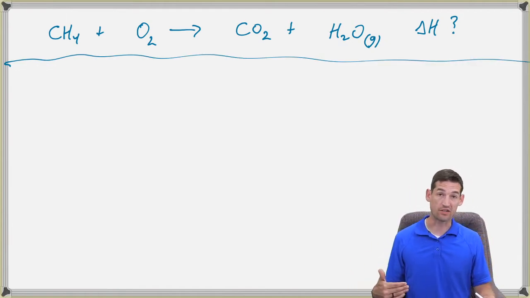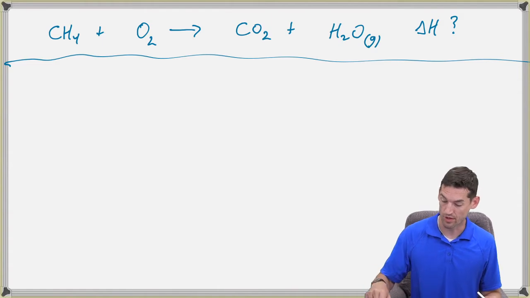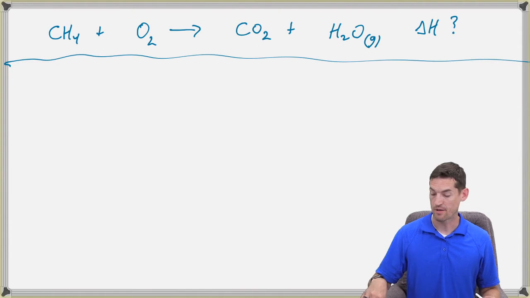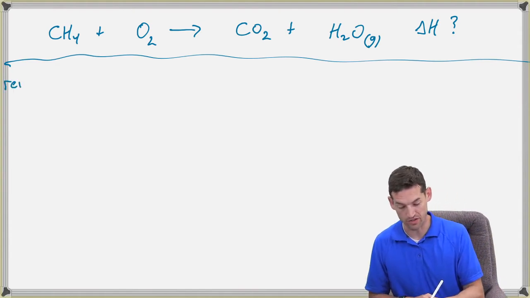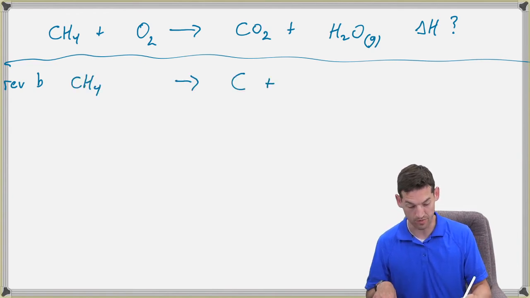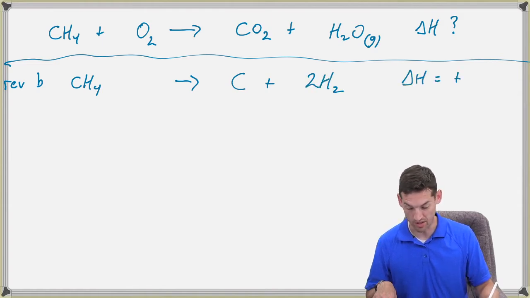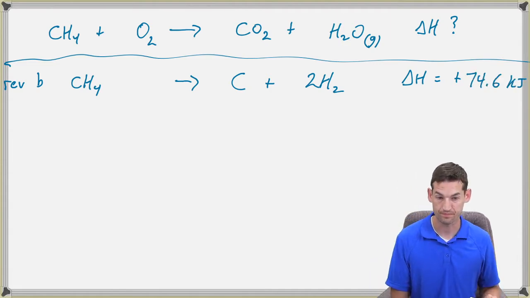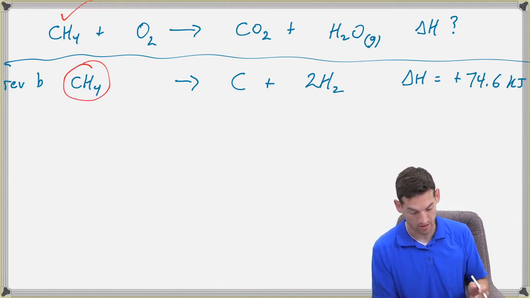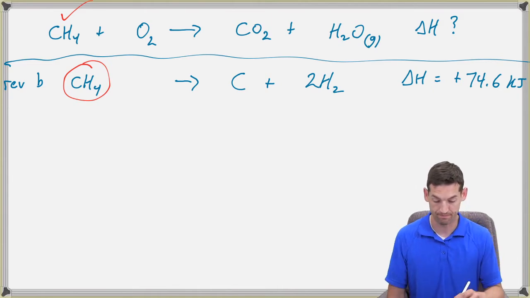We've got 3 reactions they've given us in our table this time. So let's start with methane. CH4 is in reaction B, but it's on the wrong side. So I got to reverse reaction B. That's going to give me CH4 comes carbon plus 2 H2. Delta H is now a positive 74.6. So I can go through and I can check, and nothing else so far.